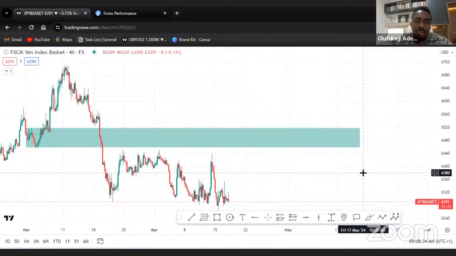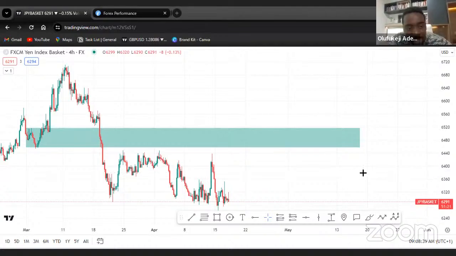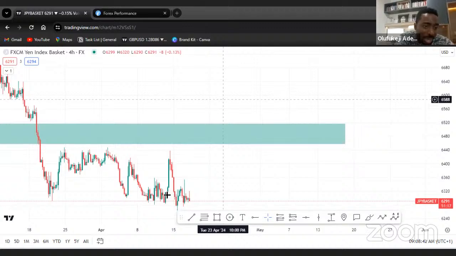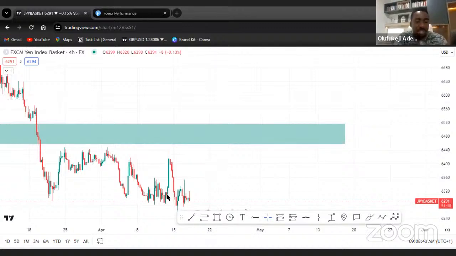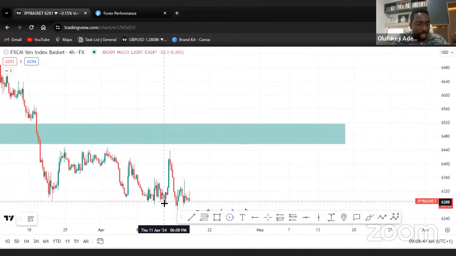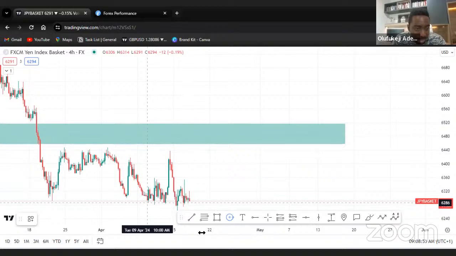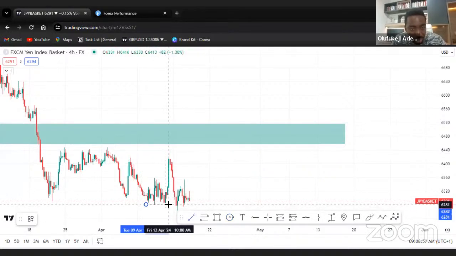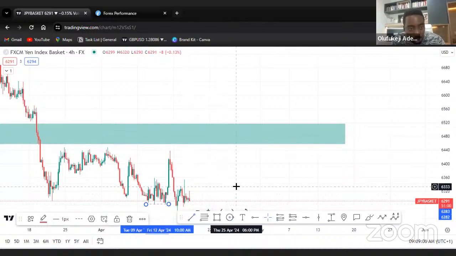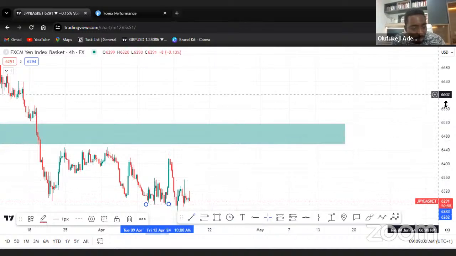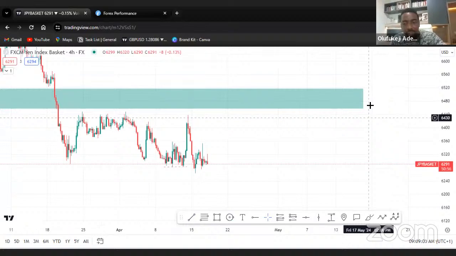So we need to see yen basket break to the upside. Already we see a box pattern. It has grabbed liquidity, the liquidity from the 18th. See that horizontal liquidity? It has grabbed it, has done the sweep. Then it broke structure to the upside and it came back down for another sweep.